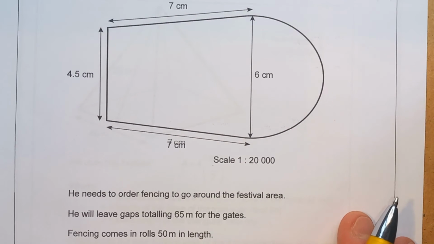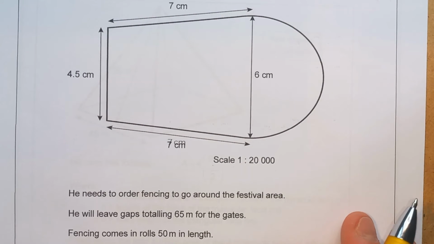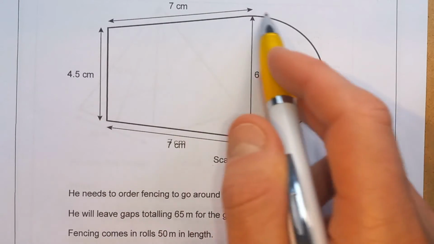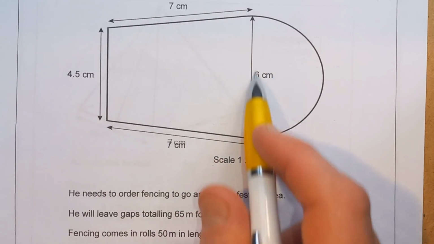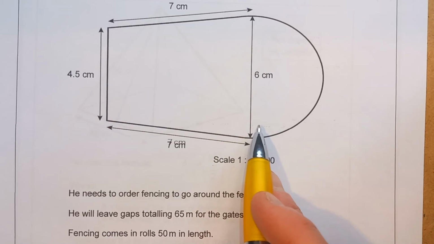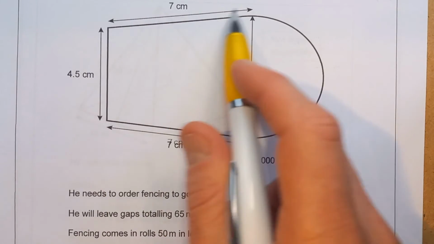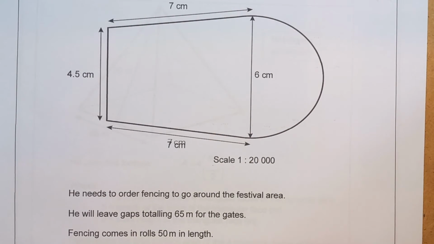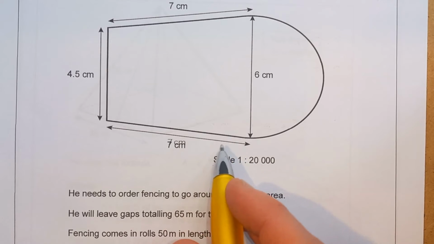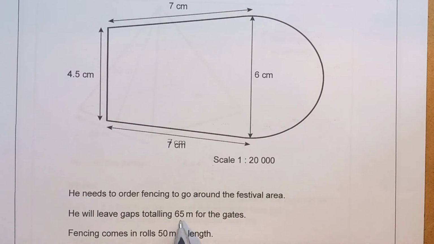And it says he needs to order fencing to go around the festival area. So this is going to be around the outside. So although they put this line here, this is just because they're telling us the distance, but we don't need the fence here. Fence is just around the outside. He will leave gaps totaling 65 metres for the gates. So we don't know the gate, it could be one big gate, it could be a gate here, a gate there, but in total it's 65 metres. And fencing comes in rolls 50 metres in length.